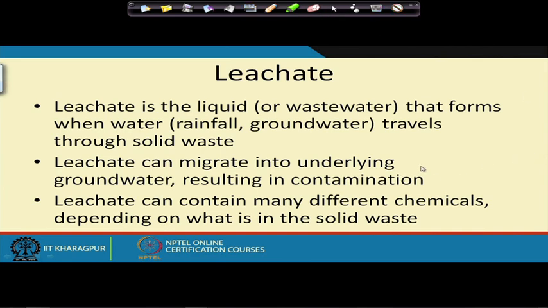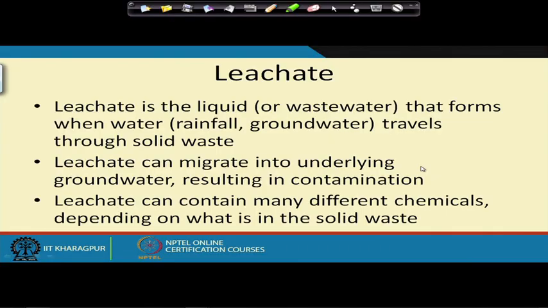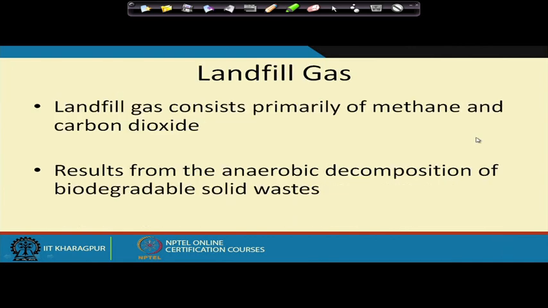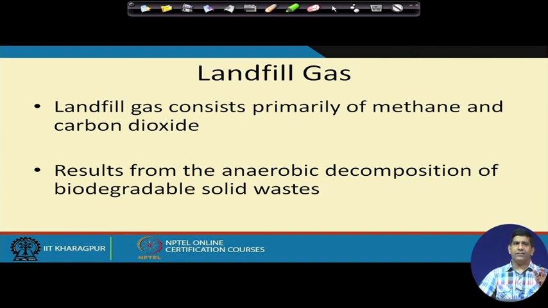Leachate contains different chemicals depending on what is in the solid waste. Depending on the type of solid waste, you will have different chemicals present. Then the other thing is the landfill gas. Those are the two major things: leachate and landfill gas. Landfill gas is primarily methane and carbon dioxide, and it results from the anaerobic digestion of biodegradable solid waste. That's how this gas is produced.